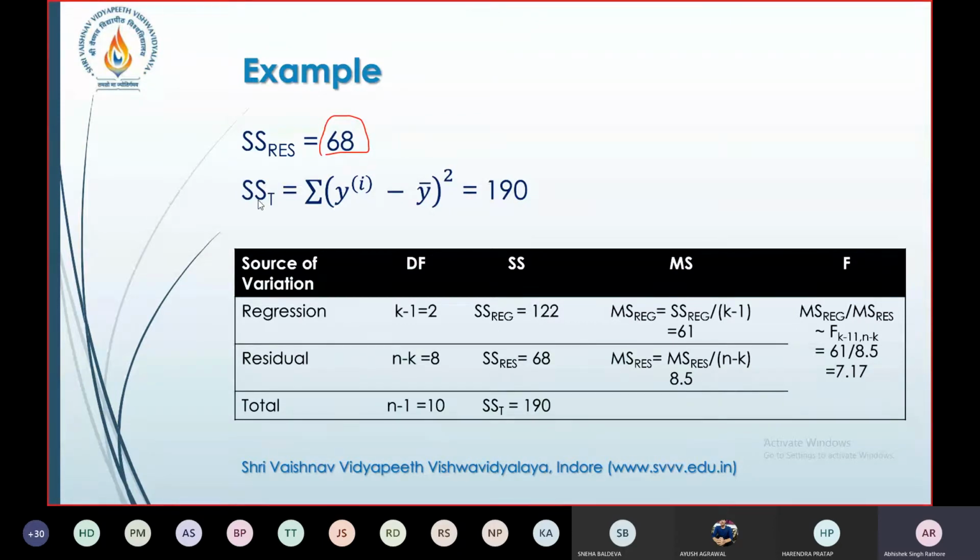Now I am calculating the sum of total. So this is my SS residual. Here you will get the value of SS residual. Fine, so this is my ANOVA table.